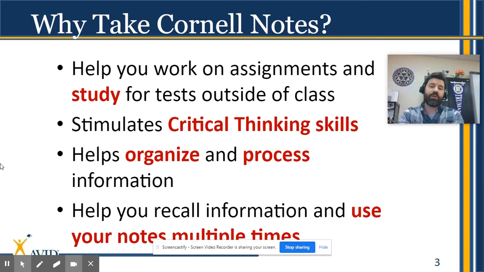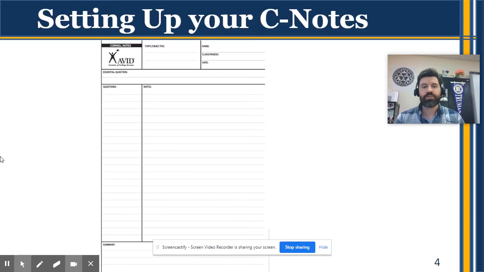Why do you take them? Why do you take Cornell notes? The biggest thing is it allows for repetition. It allows you to study your notes outside of class. It stimulates your ability to think critically about the information. It's important that you aren't just taking notes and then never looking at them again, or taking notes and then you just look at them one time the night before a test. That doesn't really work. Cornell notes allows you to look at the material numerous times. And this is important, again, for us to be able to organize the information, to process the information, and recall it when you need it on that test. So how do we set it up?